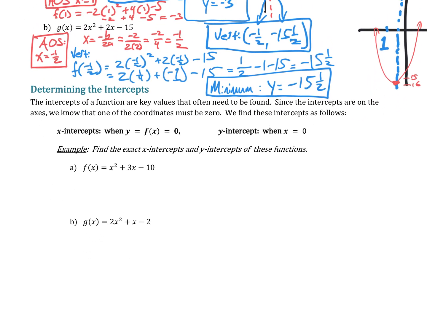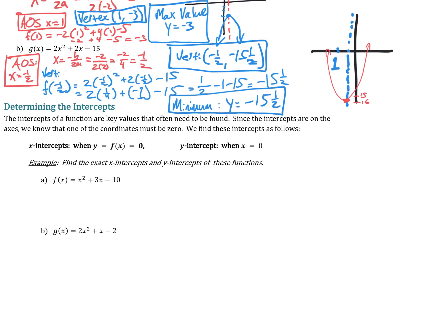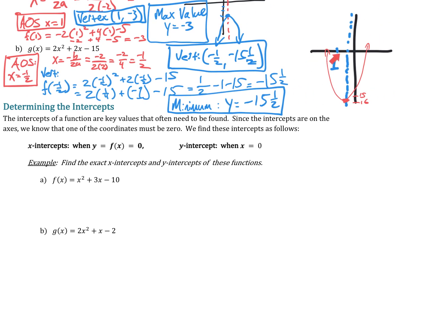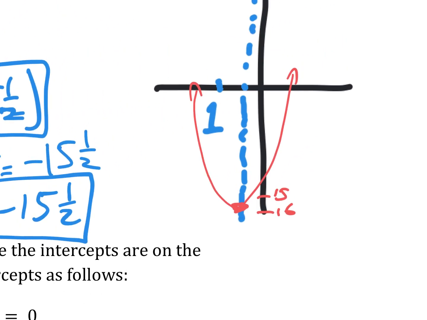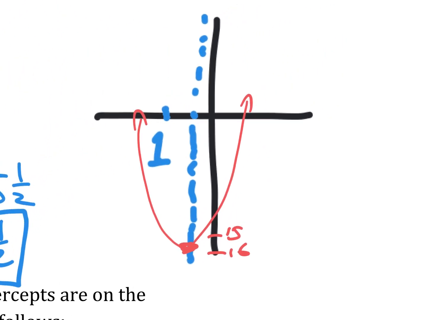Another important point is the intercepts. The intercepts are where it crosses the x-axis. So when we want to figure out what's going on here, we want to know where it crosses the x-axis, and we're also going to want to know where it crosses the y-axis. Now, let's look at this little sketch here. If we think about where a graph crosses the x-axis, and again, this is not exact, this is our x-intercept.